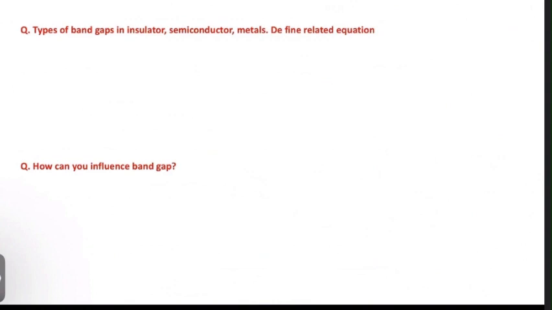Okay, so we have completed the ferroelectric part and the assignment questions of last week. Now we will discuss the concept and the problems of this week's lecture. So tell me the types of band gap in insulator, semiconductor and metal, and the equation related to the band gap. I'm drawing some band diagrams, so you have to tell me which of the band gaps belongs to which type of material.